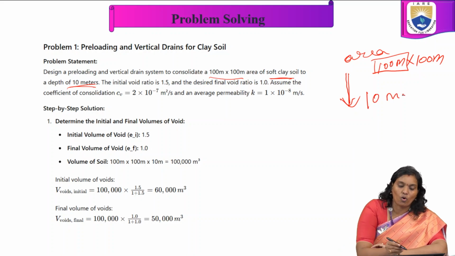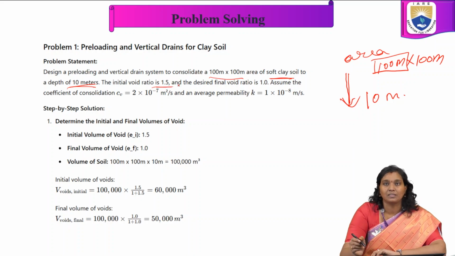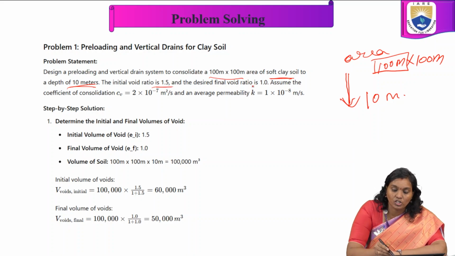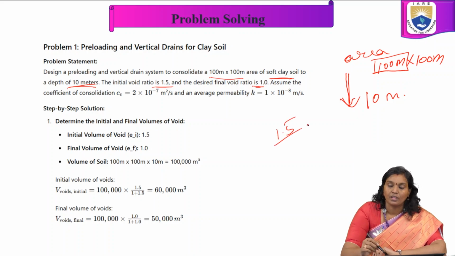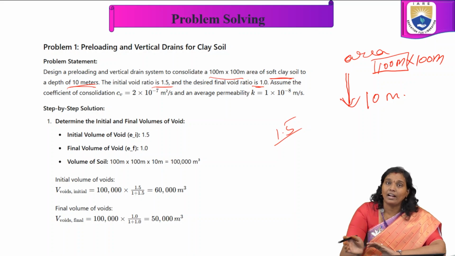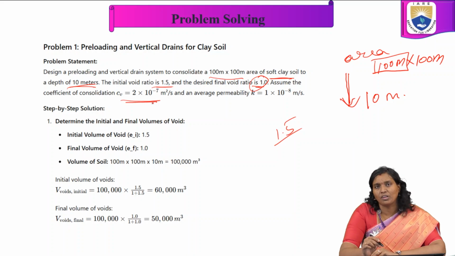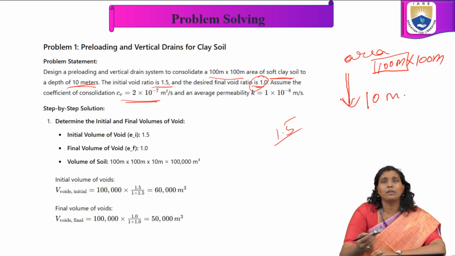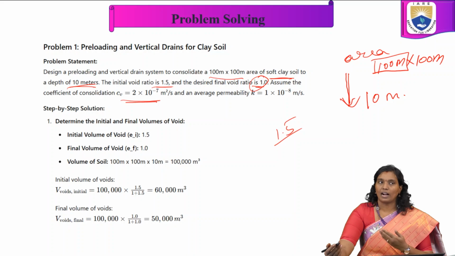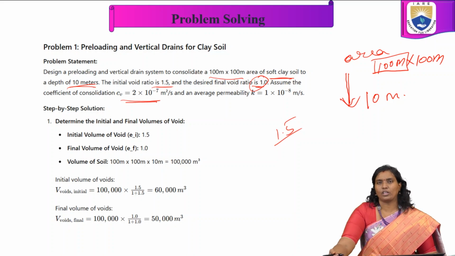The initial void ratio is 1.5 and the desired final void ratio is 1. So before construction work the void ratio is 1.5, and we require a final void ratio of 1.0. Assume the coefficient of consolidation. We have to know some parameters that we assume; in practice we do laboratory tests to get the required properties of the particular soil.